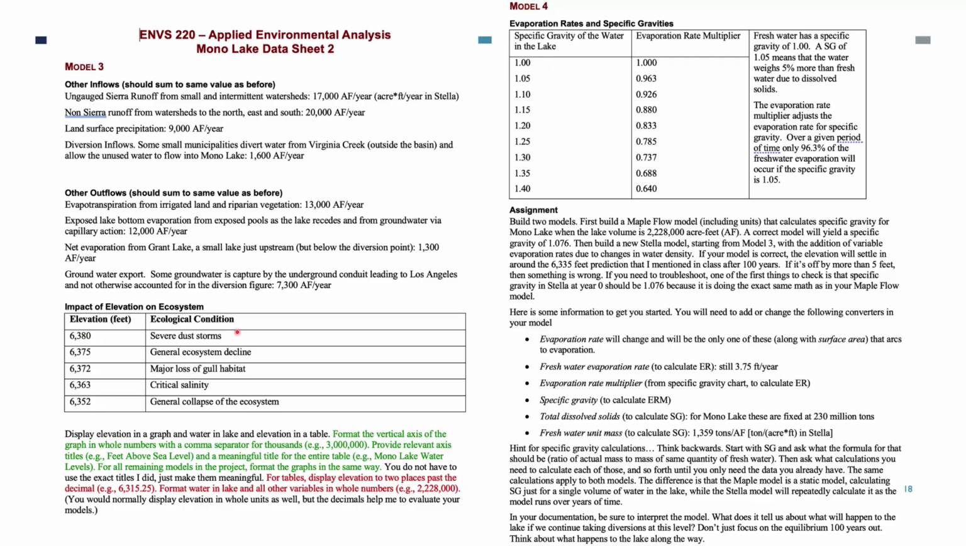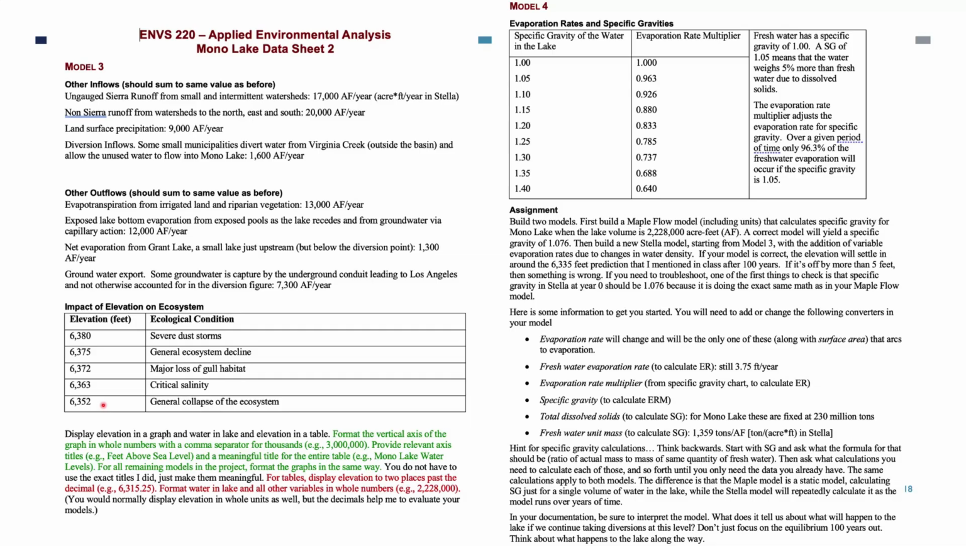This is really a rough estimate for them, but it does give them some way of interpreting the model, which I want them to be able to do. I don't want this to just be about numbers. I want it to be about what does this mean for the lake.